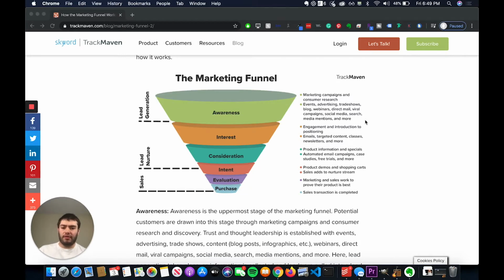So at the top of the funnel, you can see that we have lead generation. That's when you have your opt-in forms, you're giving away a lead magnet, you have marketing campaigns, consumer research going on, trying to figure out who your consumer is, and then split testing some of those opt-in forms, trying to see what people will take for free. You can have webinars, direct mail, social media, viral campaigns, search, media mentions, and much, much more. There are so many different ways to outreach to potential leads, and all of these options are really great.